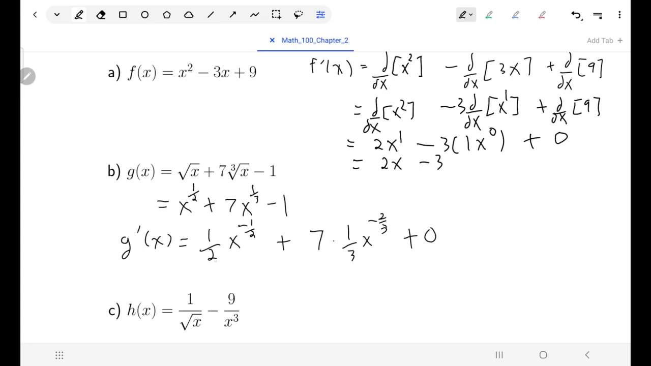And then the only thing left for me to do is maybe clean things up a little bit. Instead of having x to the negative 1/2, I could put x in the denominator and make it x to the positive 1/2, or square root of x. For the 7 times 1/3, I'll make that 7/3. And instead of x to the negative 2/3, I'll put x in the denominator as x to the positive 2/3.